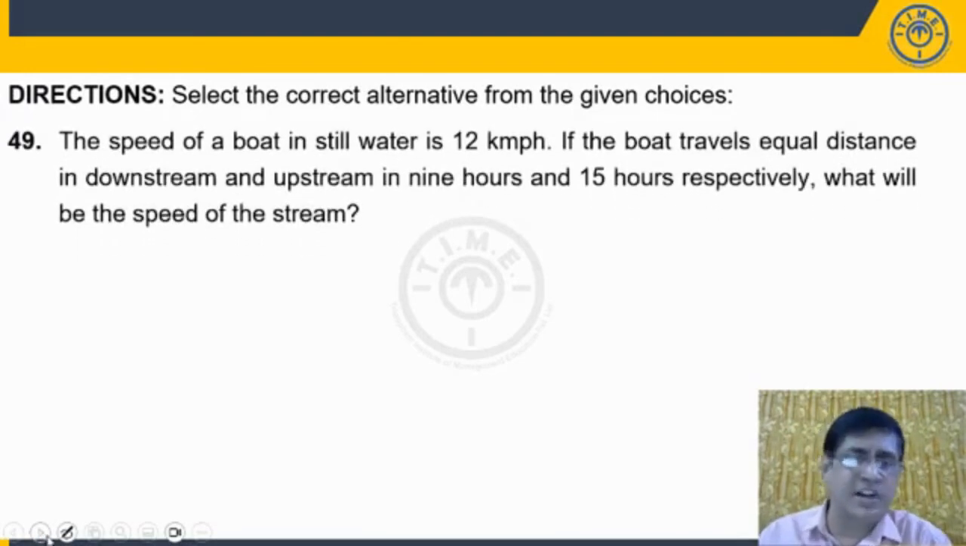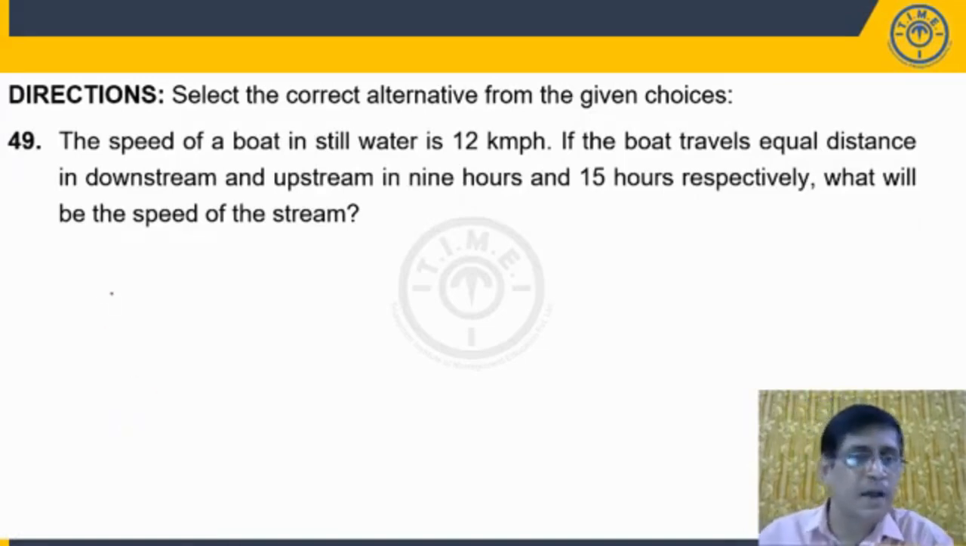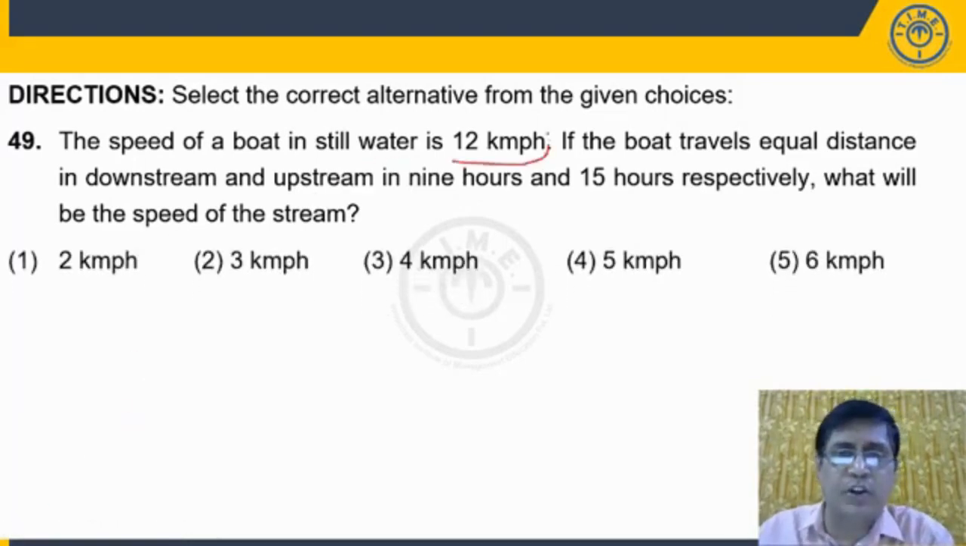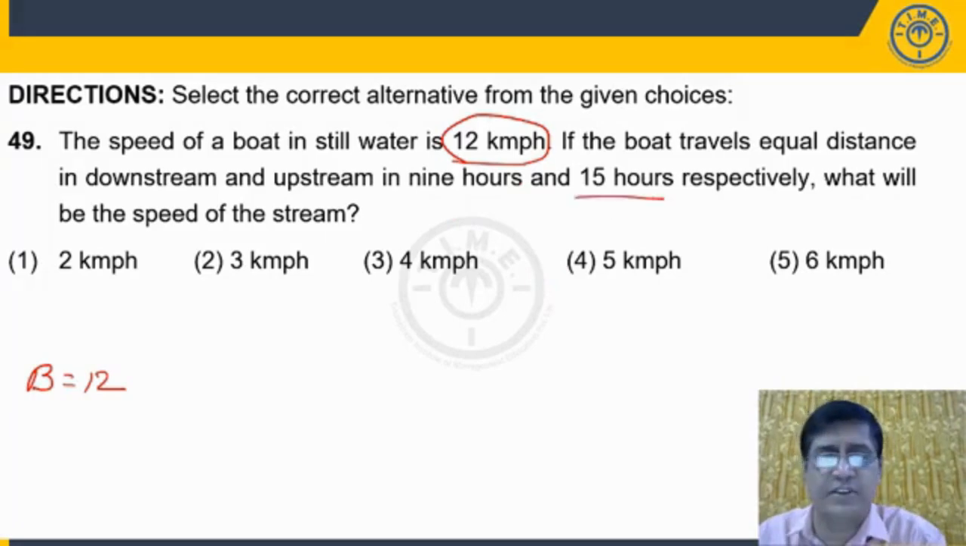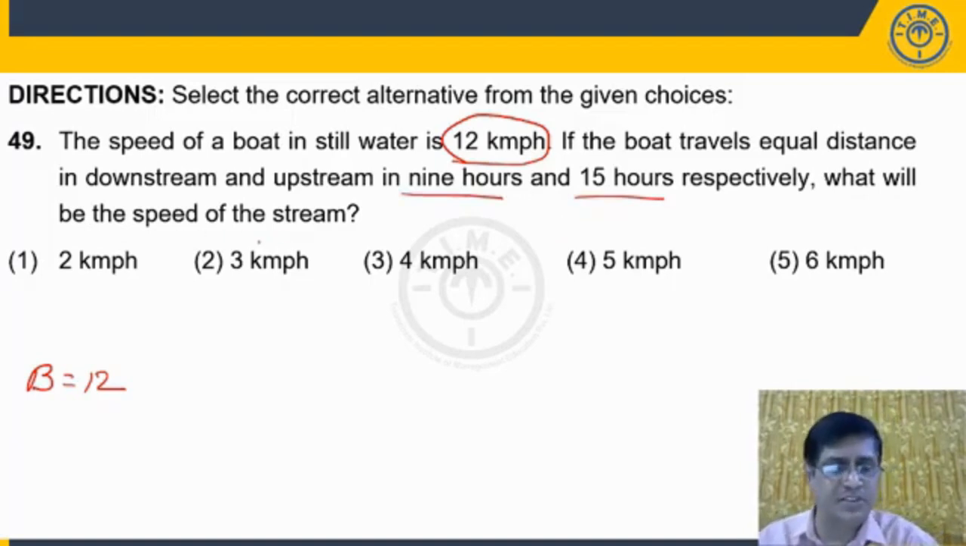Now look at the next set of questions, based on quantitative aptitude, that is the arithmetic questions. The speed of the boat in still water is 12 km per hour. I am taking the boat as B, 12. If the boat travels an equal distance downstream and upstream in 9 hours and 15 hours respectively, what will be the speed of the stream?